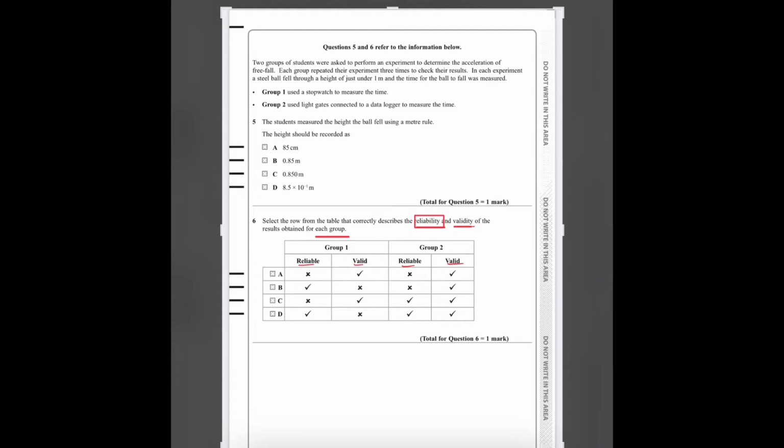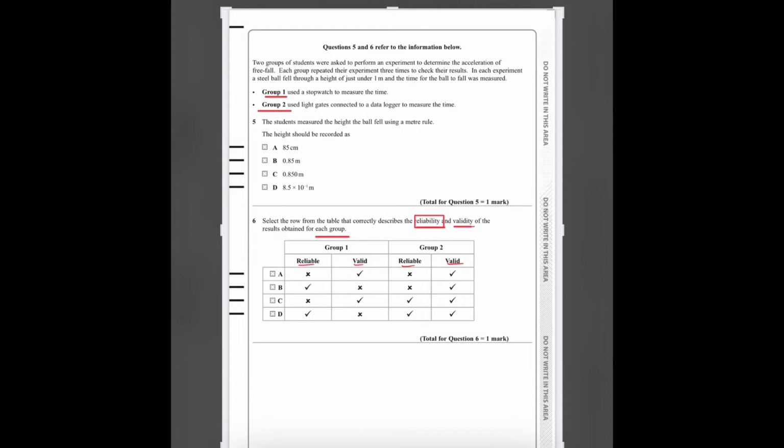So since the light gates are automatic, they are reliable, and group 1 is not reliable. It is because when we as humans use the stopwatch to start and stop the time, we might have human reaction time error, right? For example, we can start the stopwatch 1 second or 2 seconds later than when we should have started it. This is because we are not 100% accurate in reacting.